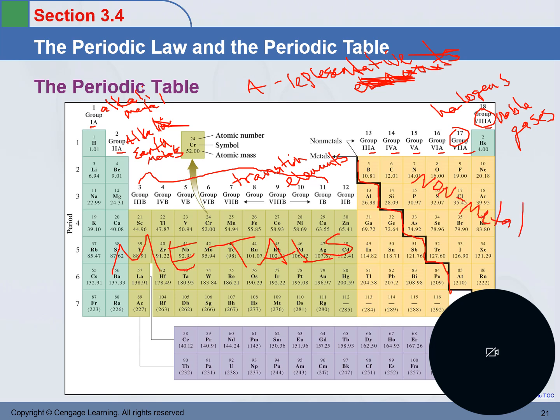If it's touching the staircase, directly above or below, not kitty corner, sometimes those are known as the semi-metals or metalloids. Groups, again, go up or down, groups, families. And periods go left to right.